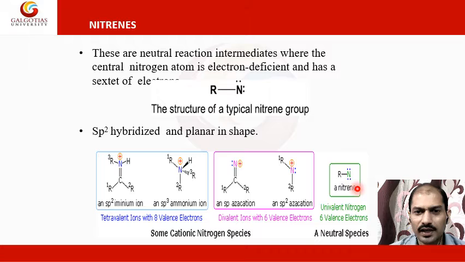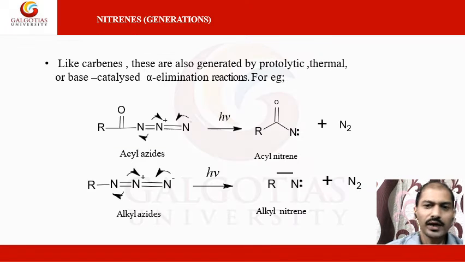There is as such no charge here, but these other cationic nitrogen species are all having a plus charge, so these are cations. If we talk about their number of electrons, you can count the number. But here, the nitrene intermediate is the neutral reactive intermediate, which also has a very important role during chemical reactions.